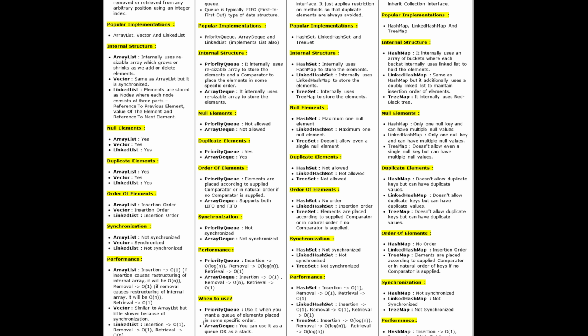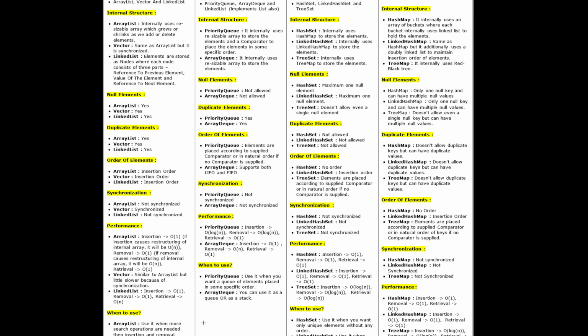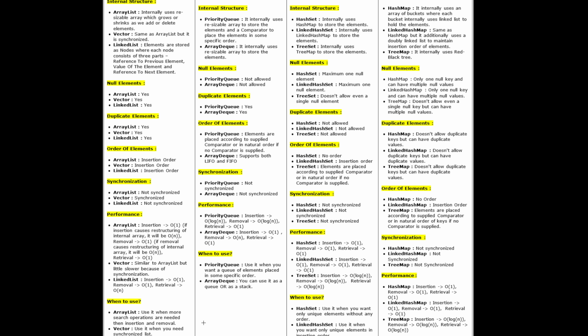Duplicates: HashMap doesn't allow duplicate keys, but it can have duplicate values. LinkedHashMap also doesn't allow duplicate keys, but duplicate values can be allowed. For example, take a hotel room number as the key: room number 202 is assigned to Abhishek, and room number 403 is also assigned to Abhishek. So here the name Abhishek is duplicate, but the key, the room number, is different.